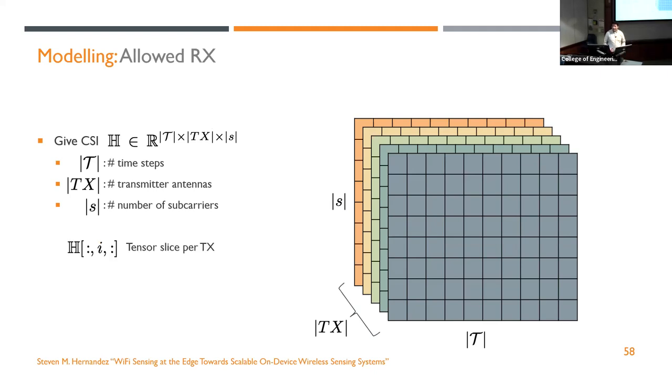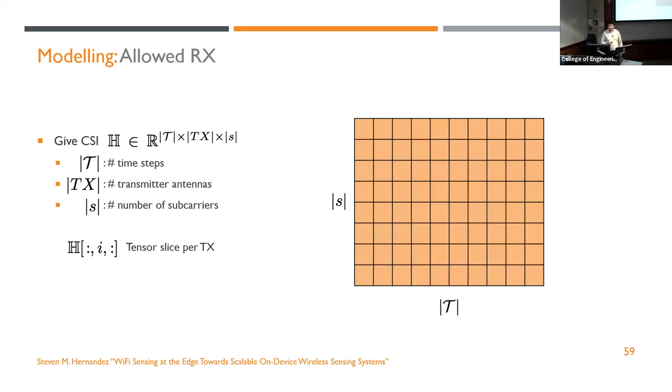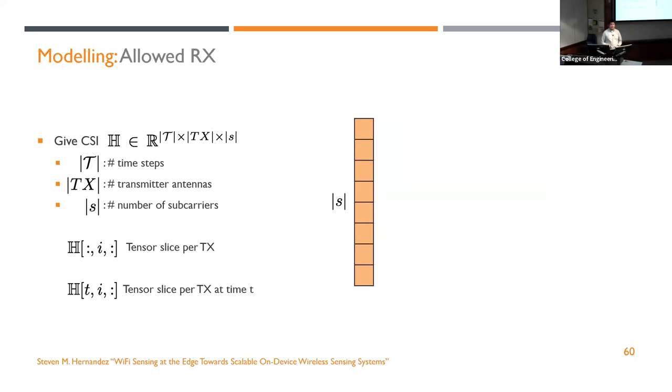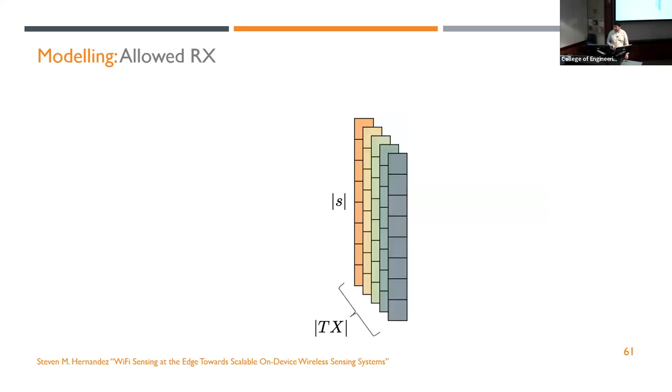So what we can do is take a slice of this tensor and ask, give me all of the CSI for all of the time instances for antenna i. We'll end up with a matrix like that, T times S. We can take a further slice where we select for antenna i. We want to see what CSI we got at time t. So we end up with a vector of subcarriers here.